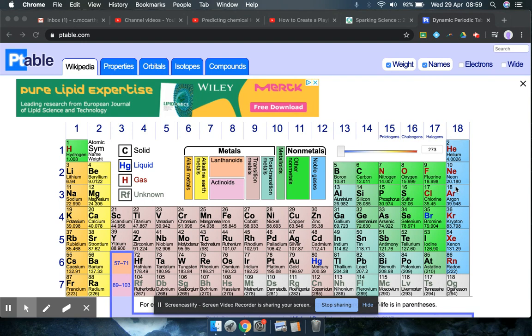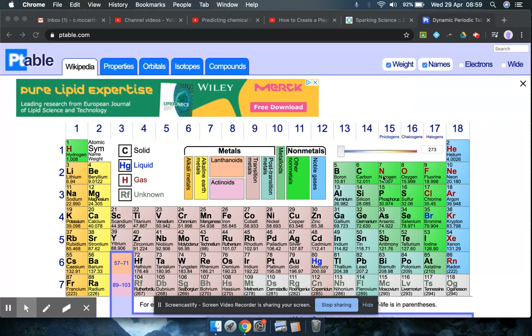Valency is important because it relates to what we call the octet rule. The octet rule states that any atom on the periodic table has a tendency to try to fill its outer orbit with 8 electrons.